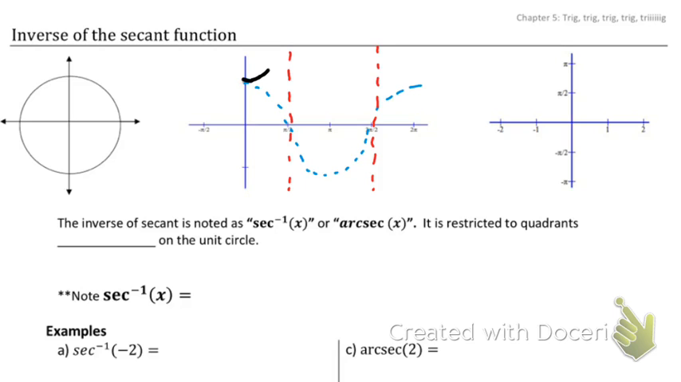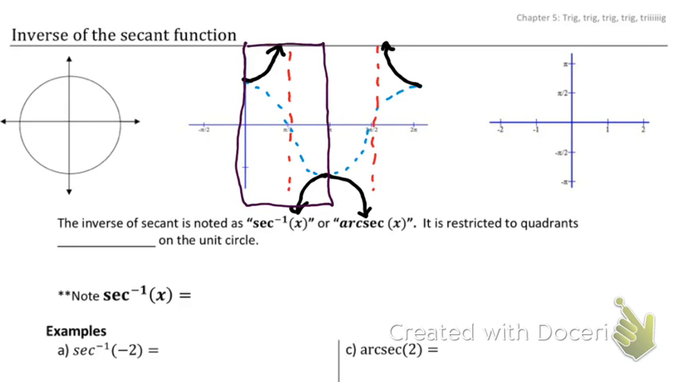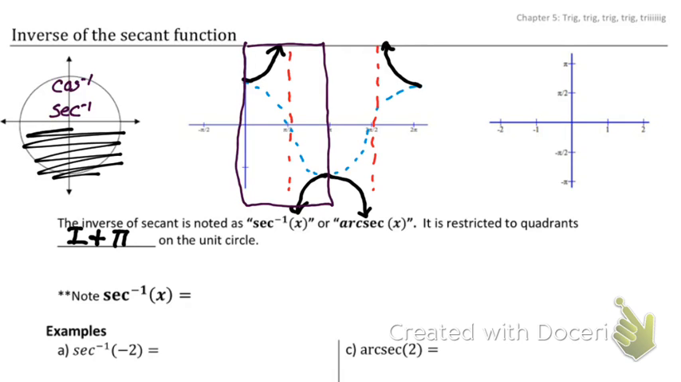Then when I do my actual graph, it'll look something like this, like that, and like that. And what we're going to restrict our domain to is that, which is the same restriction of our cosine inverse. So we're going to restrict to quadrant 1 and 2. And that will be my secant inverse, which is the same thing as my cosine inverse. Once again, that is quadrant 1 and quadrant 2.